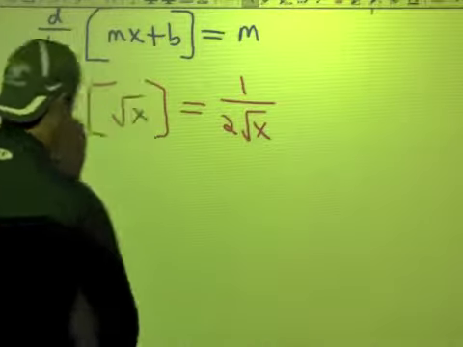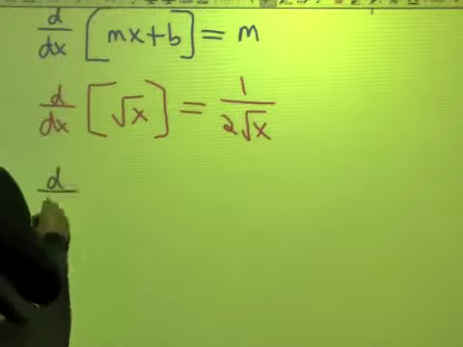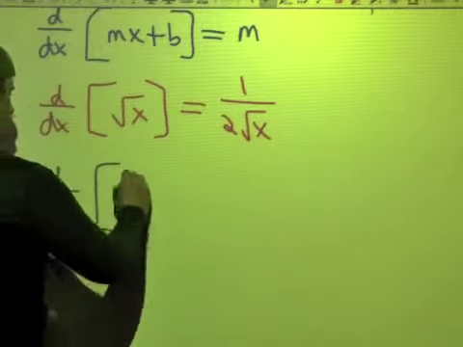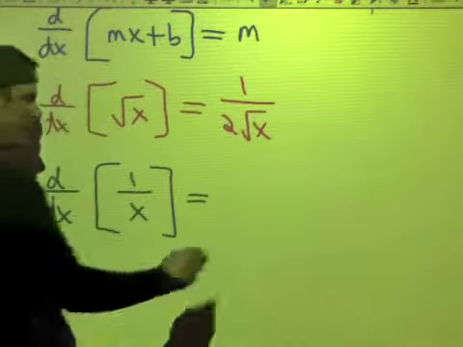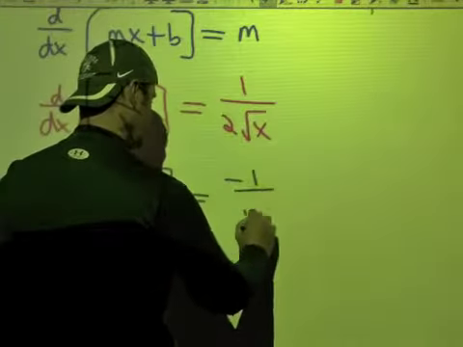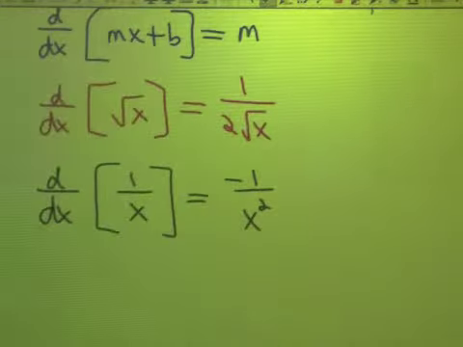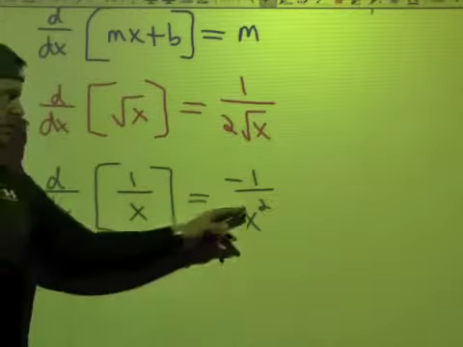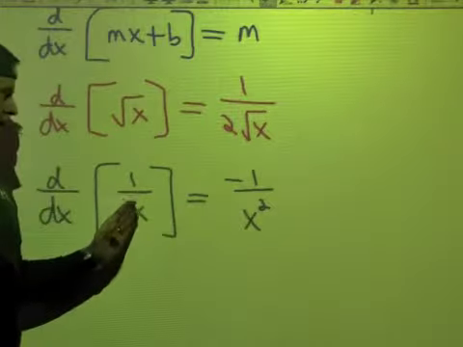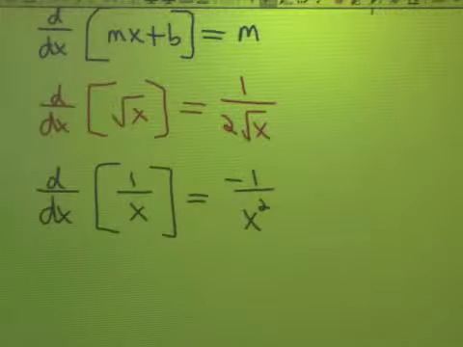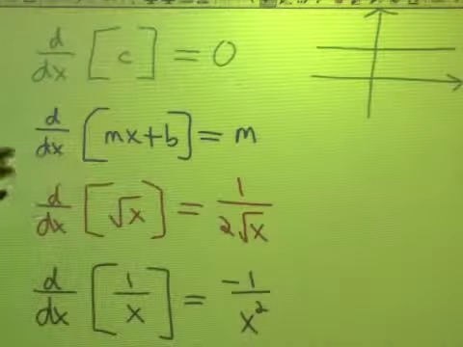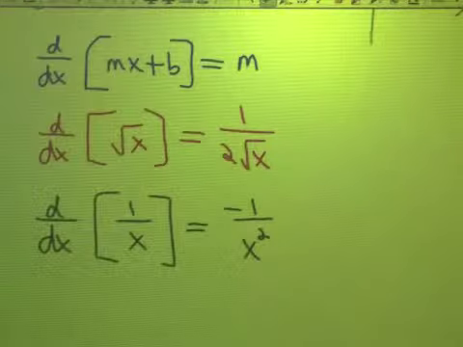Okay? And then the other one that we also did was we found the derivative of the function 1 over x. And we found that the answer to that was negative 1 over x squared. Okay? Again, this is the general rule for the derivative at any x value, or the slope at any particular x value. Okay? So that's a constant, a linear, and a couple of specific examples of functions.